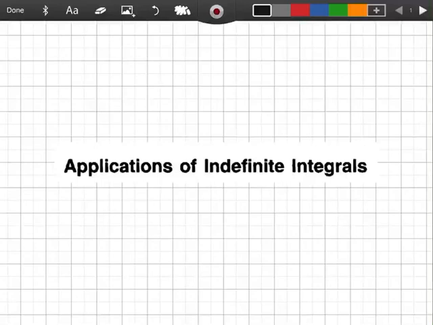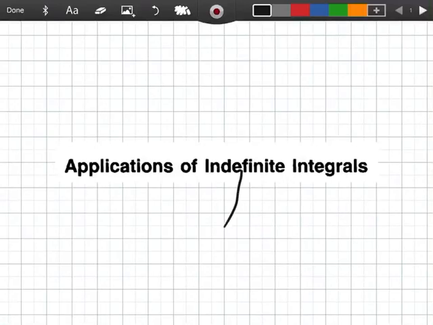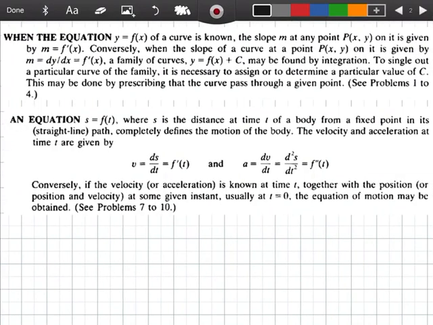Okay, good morning. Our lesson is about the applications of indefinite integrals. This is our last lesson about indefinite integrals. When the equation y as a function of x of a curve is known, the slope m at any point P on it is given by m is equal to f prime x. That means the slope of the curve is the first derivative of the equation of the curve.